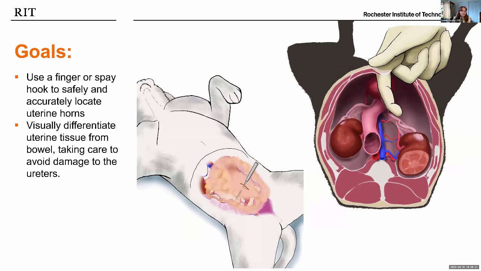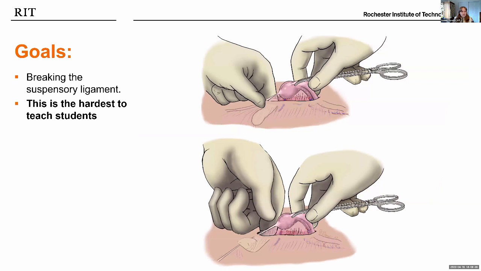So then another goal being finding the uterine horns. And this can be done with either a finger or a spay hook. So trying to incorporate the anatomical images and include the relevant information. And so next we have breaking the suspensory ligament.